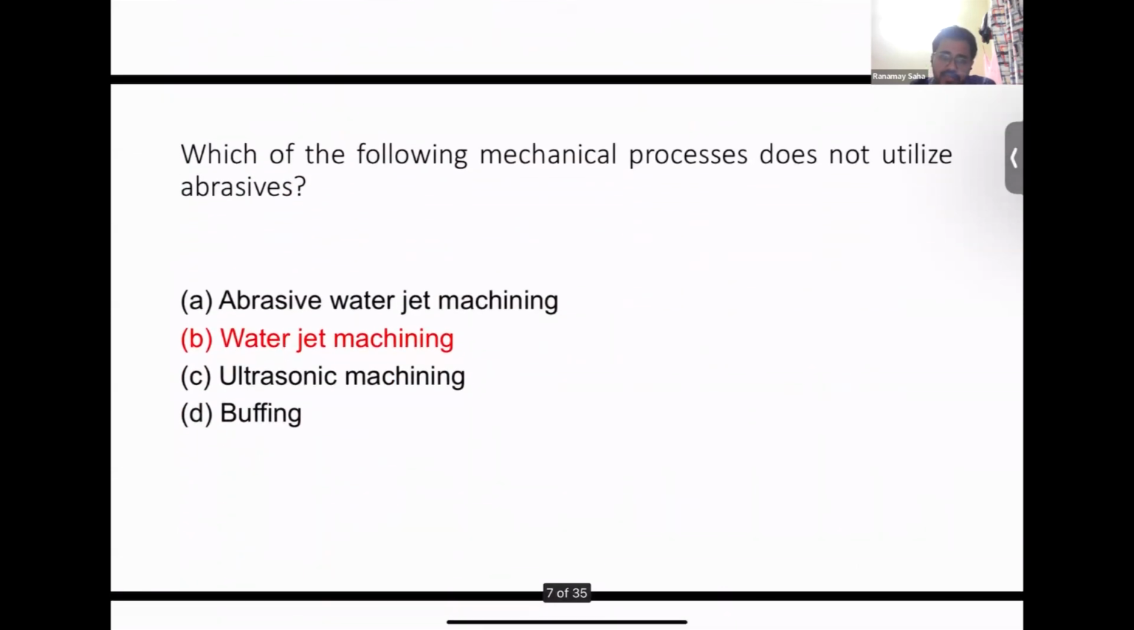And then the next question says, which of the following mechanical processes doesn't utilize abrasives? So abrasives, grits, are used with water jet machining, and then it becomes abrasive water jet machining. So option A is for the water jet machining with abrasives. Okay, so option B is a plain water jet machining. Abrasives are not included. In ultrasonic machining, abrasives are of course there, and in buffing also abrasives are there for finishing. So option B becomes the correct option.